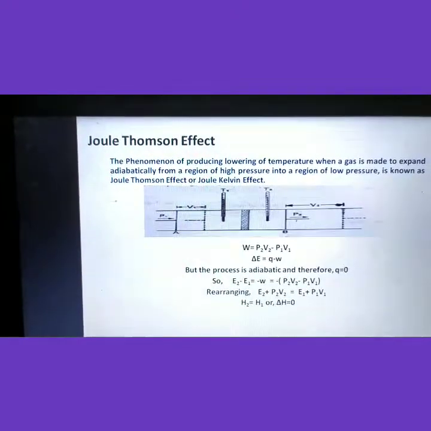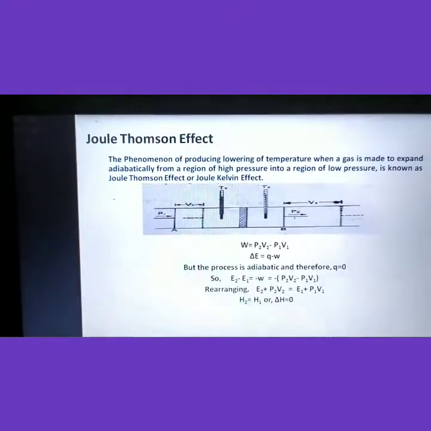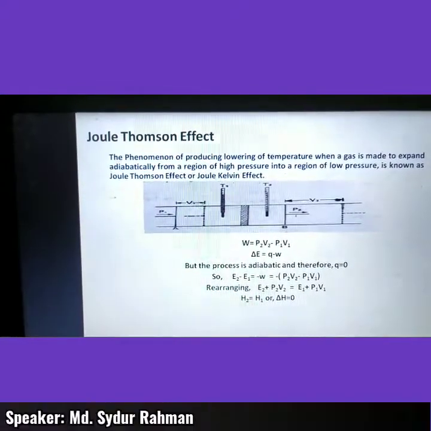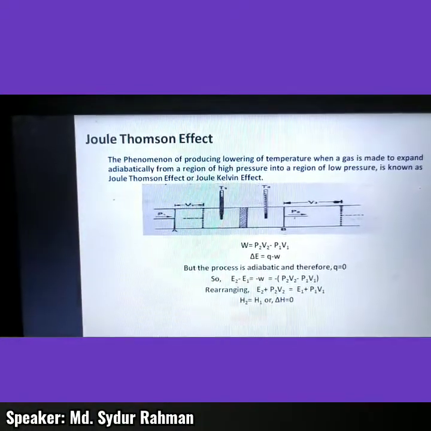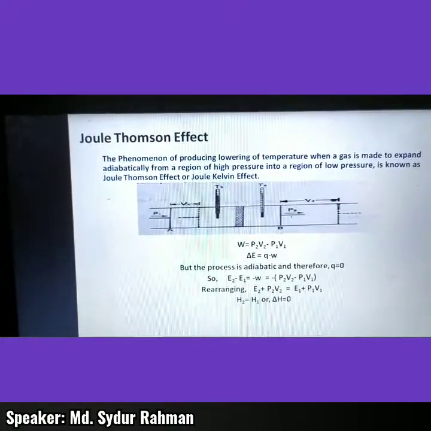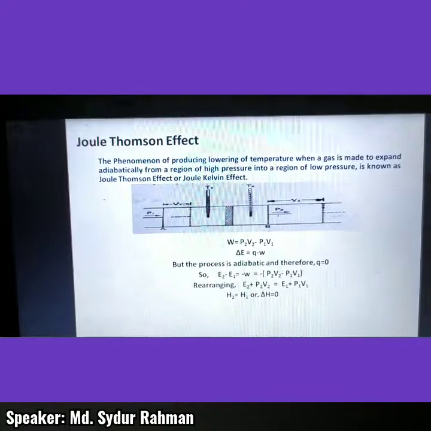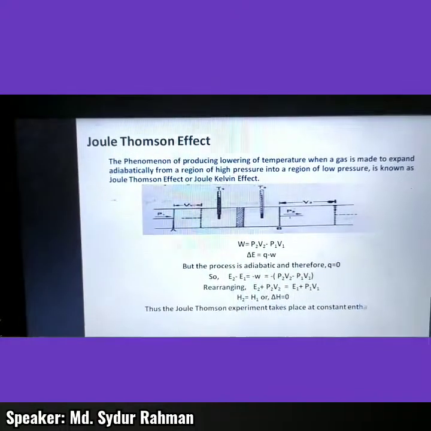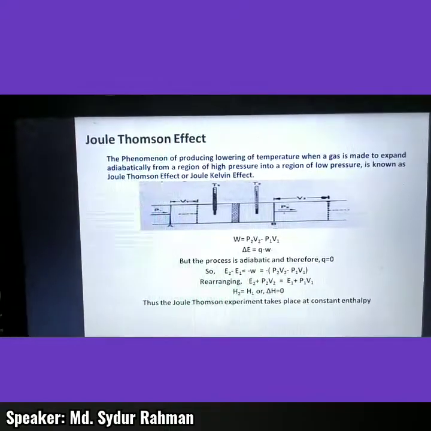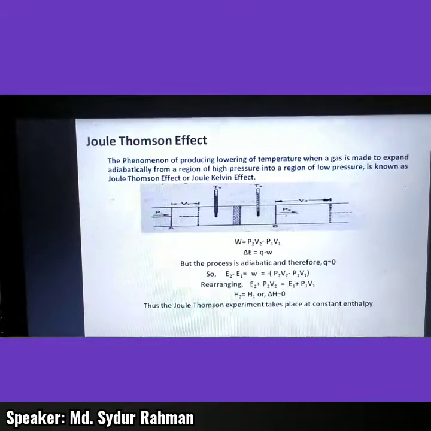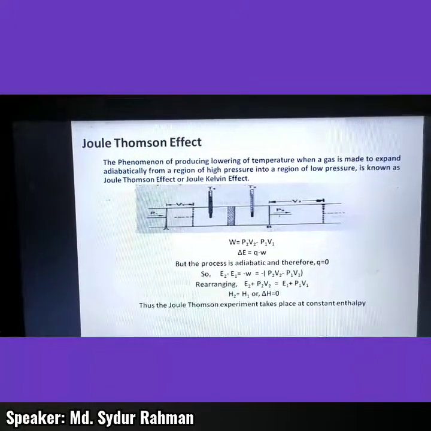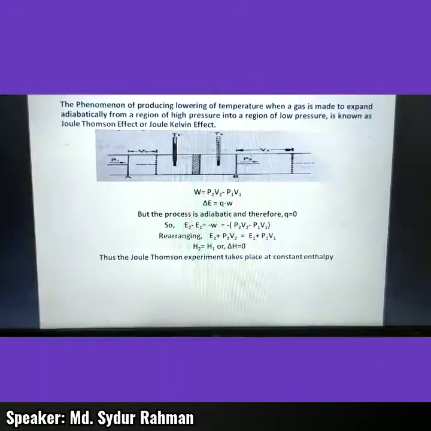By rearranging, E2 plus P2V2 is equal to E1 plus P1V1, and this E2 plus P2V2 is equal to H2 and E1 plus P1V1 is equal to H1. That is, H2 is equal to H1, or del H is equal to 0. Thus the Joule-Thomson experiment takes place at constant enthalpy. That means H2 is equal to H1.